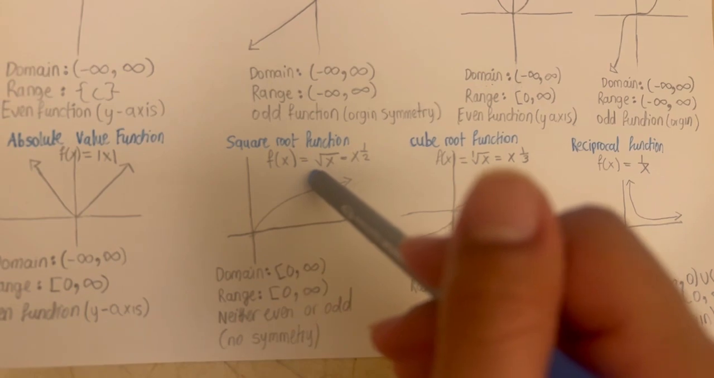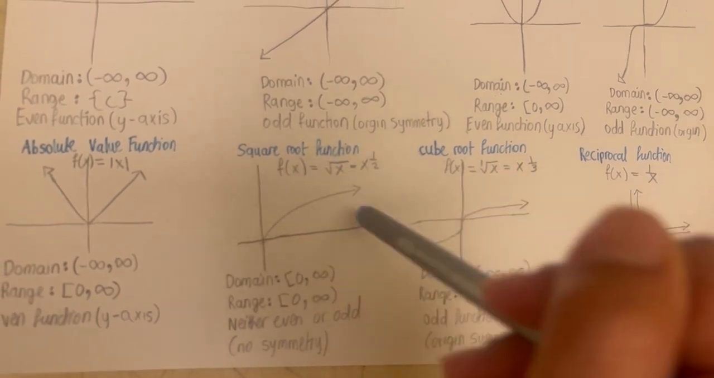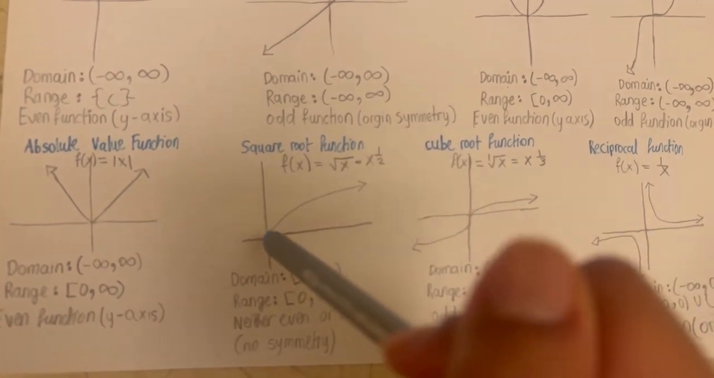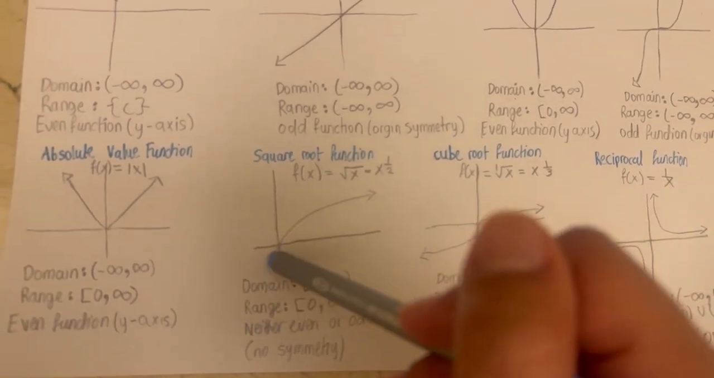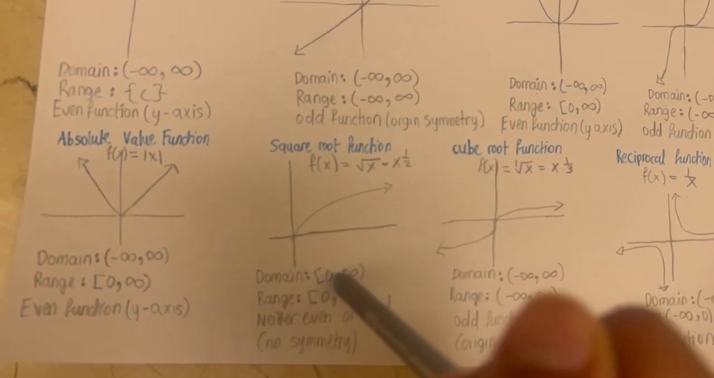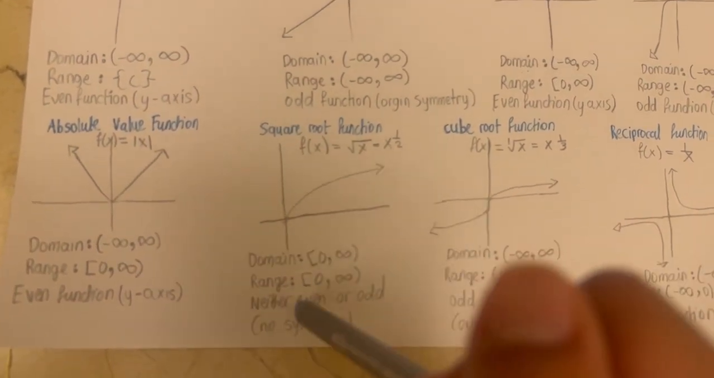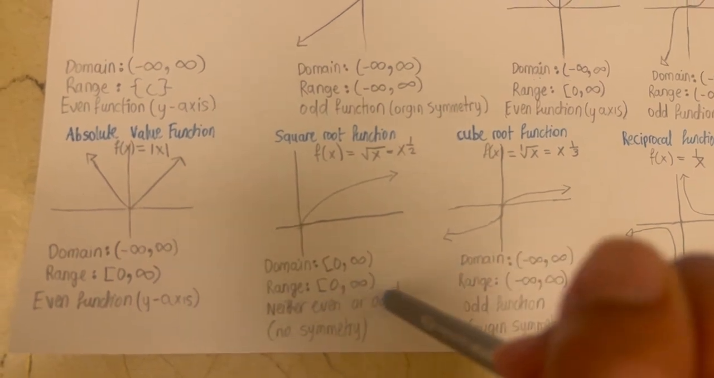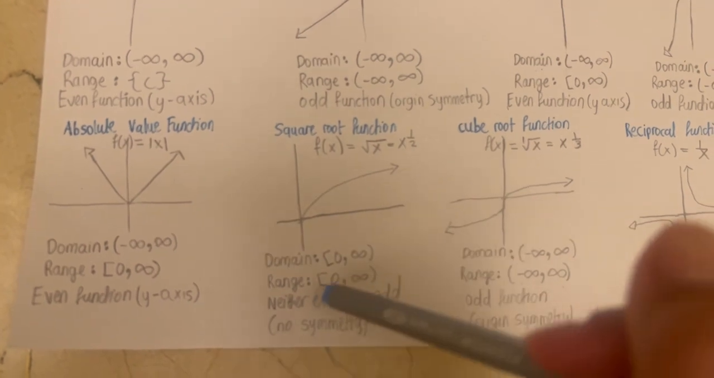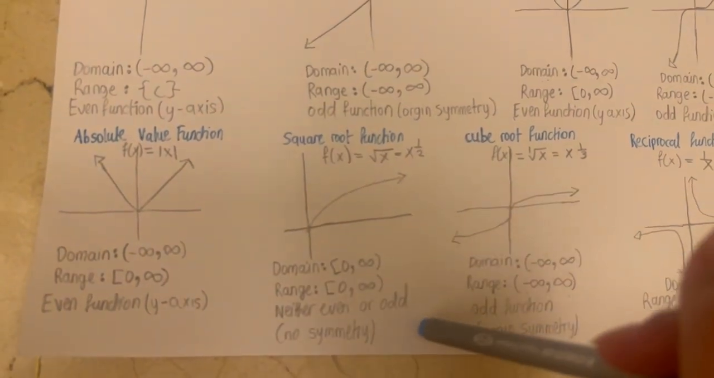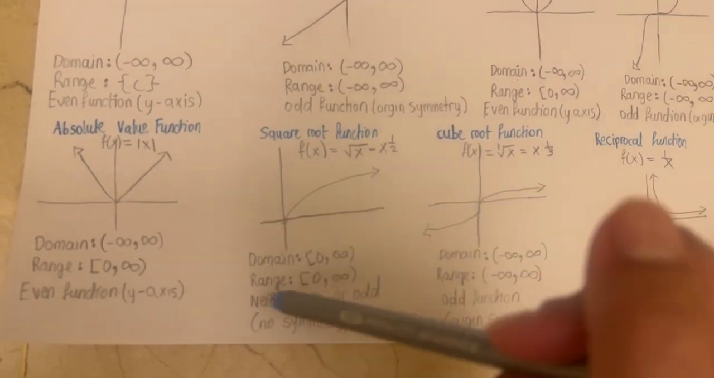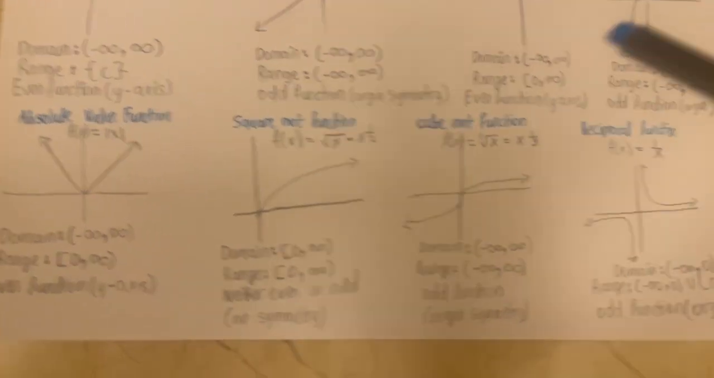Next, we have the square root function. F of x equals square root of x, or x to the power of half. This is how the graph would look for this type of function, with a domain of 0 to infinity and a range of 0 to infinity as well. This graph right here is actually neither even nor odd. Since it has no symmetry at all, we usually say it's neither.